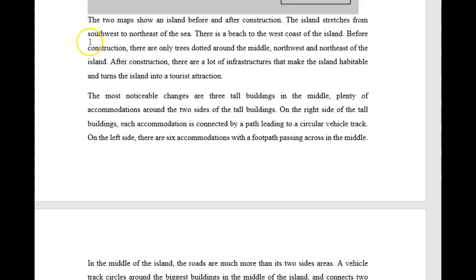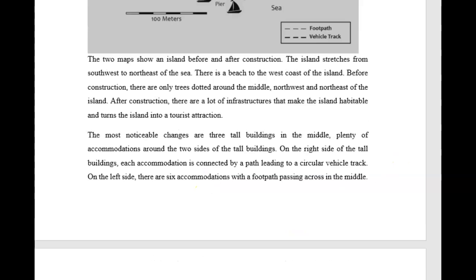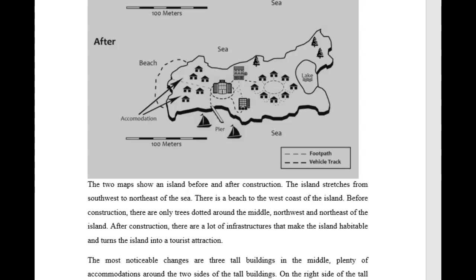So, the two maps show an island before and after construction. Okay, which is a brief introduction. So my instinct is directly after that to come up with an overview. I don't see an overview anywhere. And so, of course, that's going to cost you some band scores. Without an overview, you will not get a 6. Okay, so the best you can get is a 5 for task achievement without an overview.